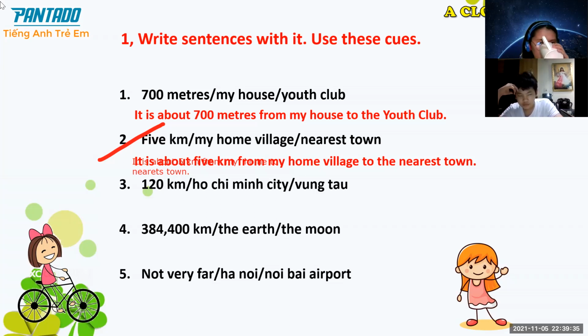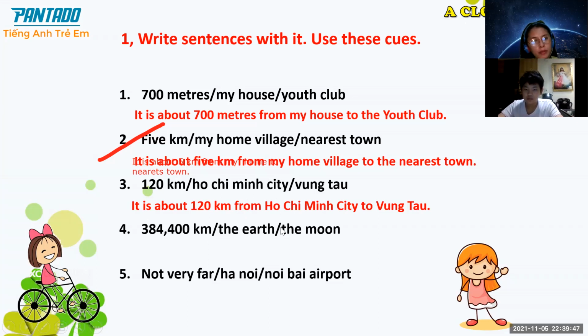It's about 120 kilometers from Ho Chi Minh City to Vung Tau. Okay, let's see. It is about 120 kilometers from Ho Chi Minh City to Vung Tau. Oh, great. That's great. Very good. How about number 4? Wow. Okay, for number 4, 384,400 kilometers near the moon.